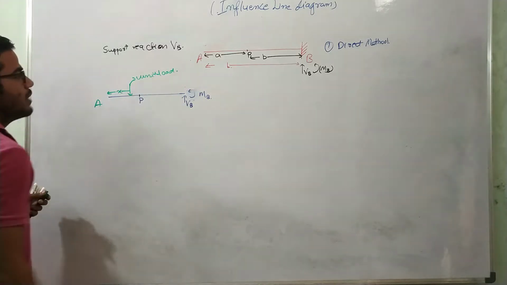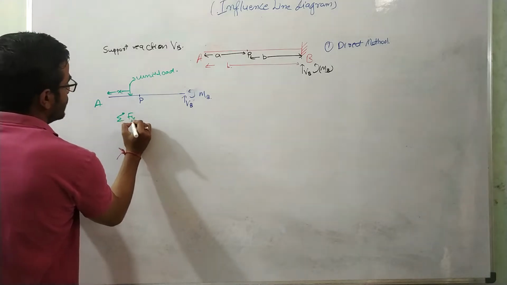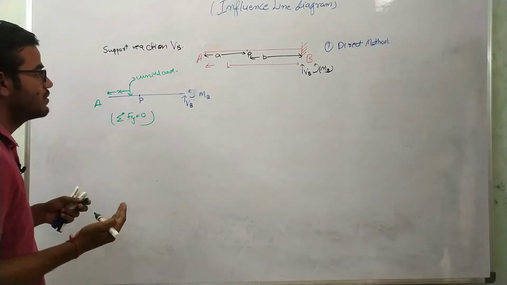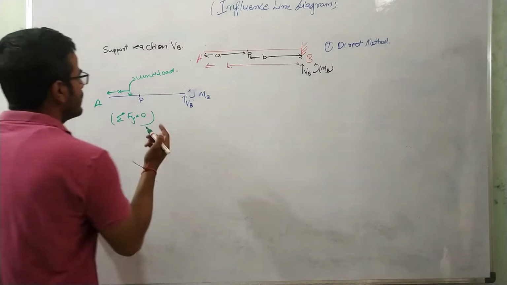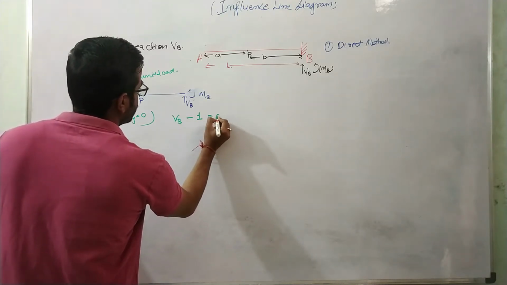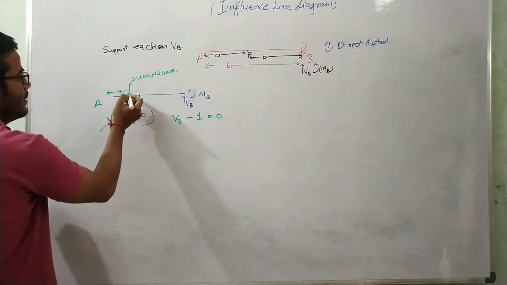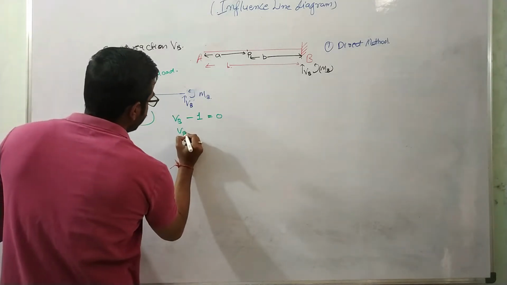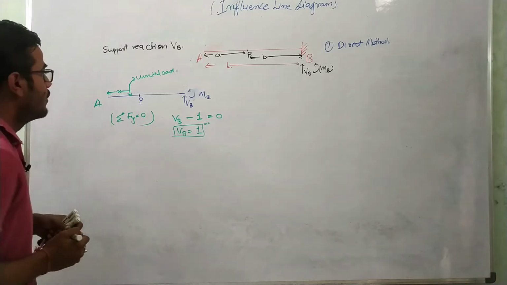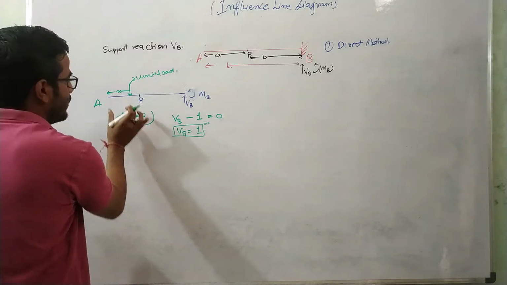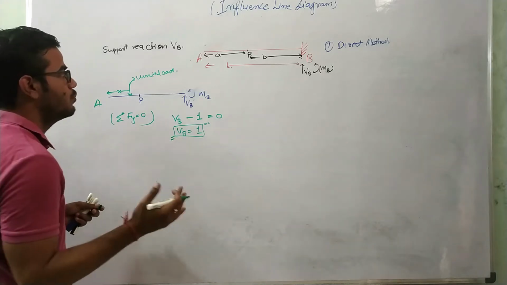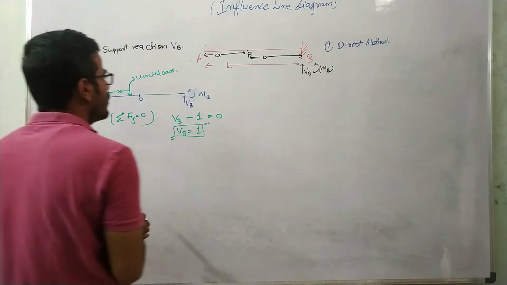I use the equation summation Fy = 0. This is also an equation of statics, which means that the summation of forces along the y direction will be 0. The forces in the y direction are VB and this unit load, so VB minus 1 equals 0. The negative sign is because the unit load is in the negative y direction, right? So VB will be equal to 1. From this expression you can see that whatever the position of the load from A, the reaction generated at VB will always be equal to 1. So let us draw the ILD for this.